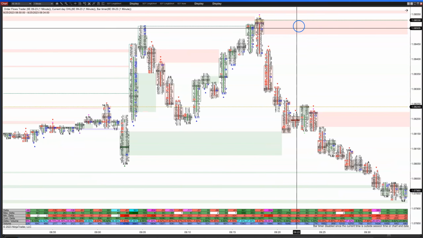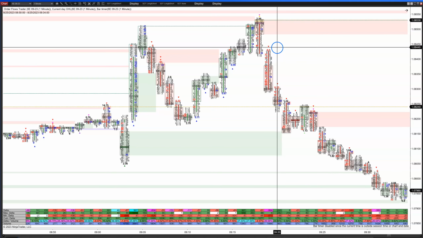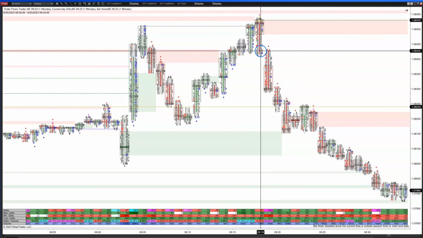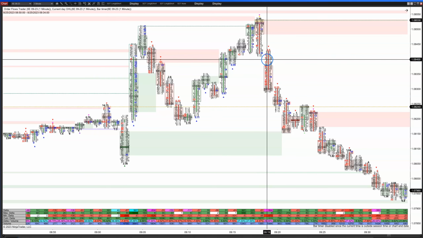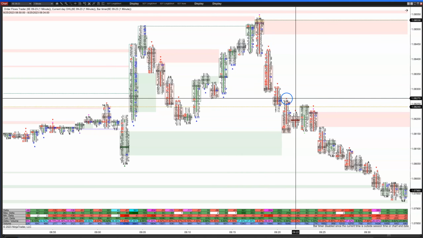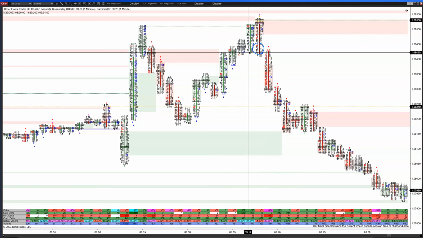108.45 is right here. If you're on a time-based chart, you might not be getting short till about 108.40. So you're giving up about 5 full ticks. Euro currency trades in half ticks. So that's one of the benefits of using a range-based chart.